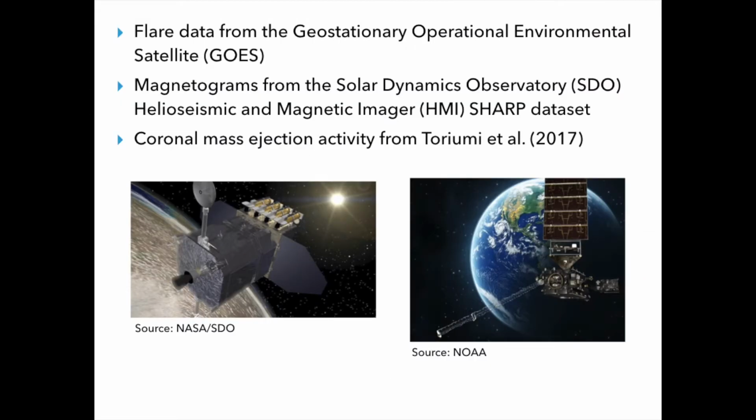In this work, we build off these previous theoretical studies and a pilot observational study by Liu et al. 2017 by analyzing a sample of eruptive and non-eruptive active regions in the SHARP dataset from the Helioseismic and Magnetic Imager on the Solar Dynamics Observatory.